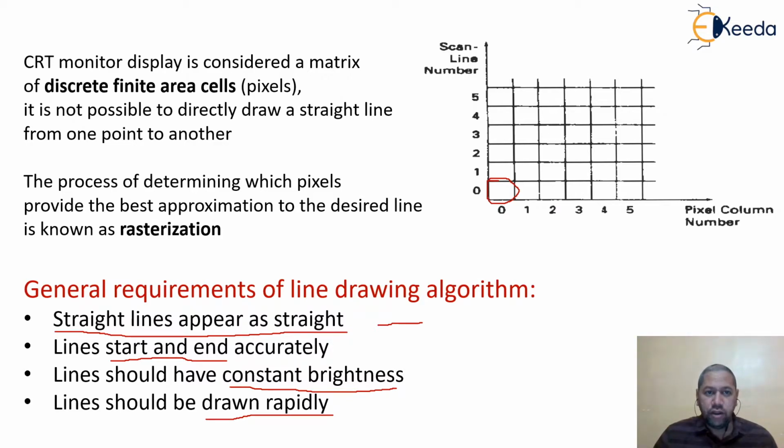Whenever you are writing, suppose being a researcher, if you want to write your own line drawing algorithm, then you should consider all these requirements of a line drawing algorithm. I want the straight line to appear straight, the line to start and end accurately, the line to have the same brightness throughout its path, and it should be drawn rapidly, very fast. With this background, let us start our discussion.